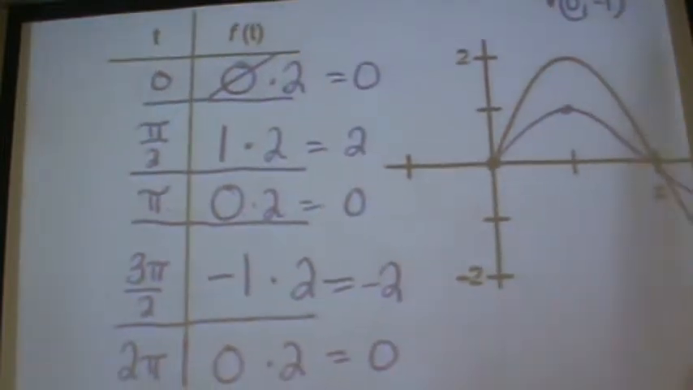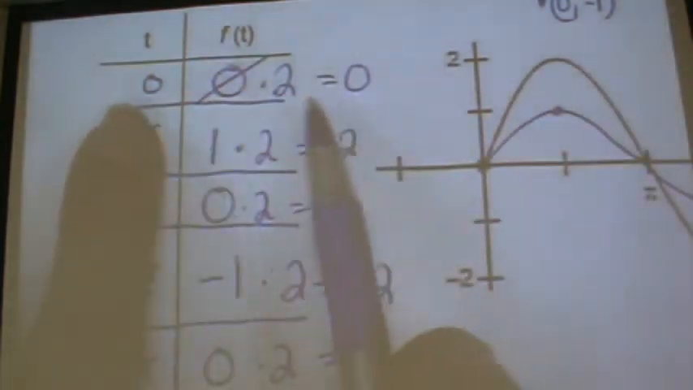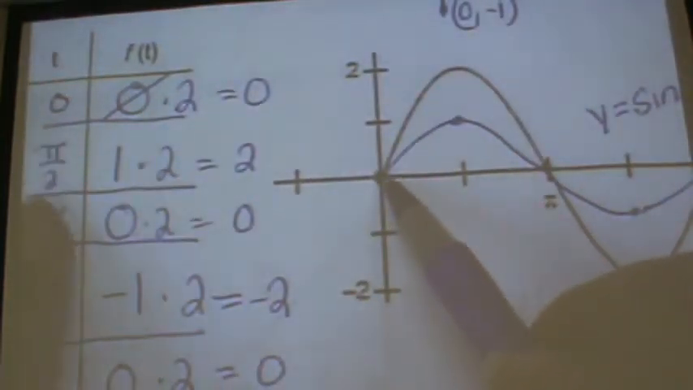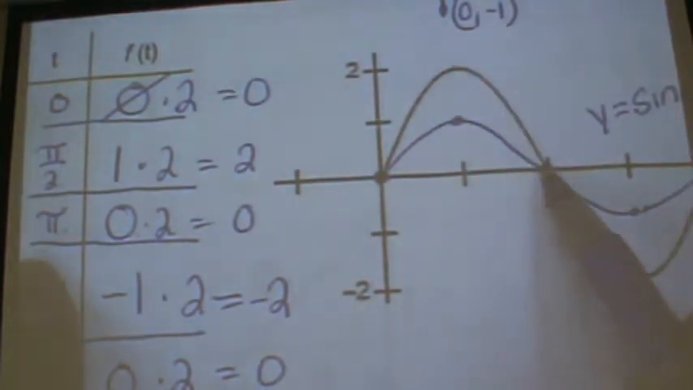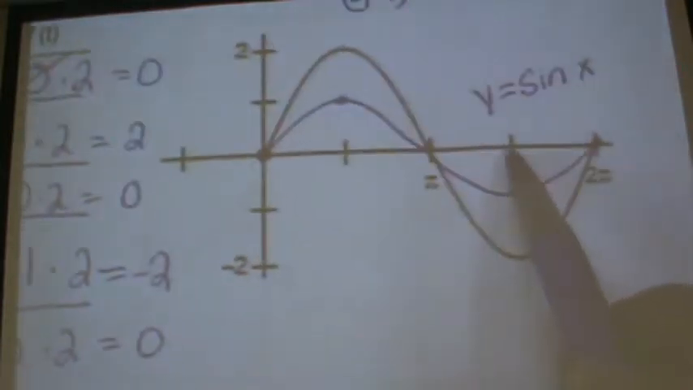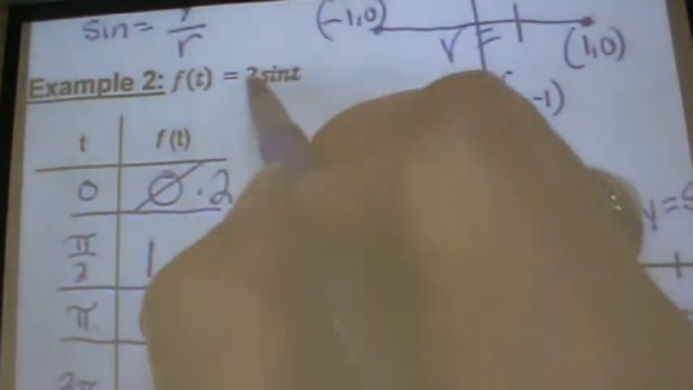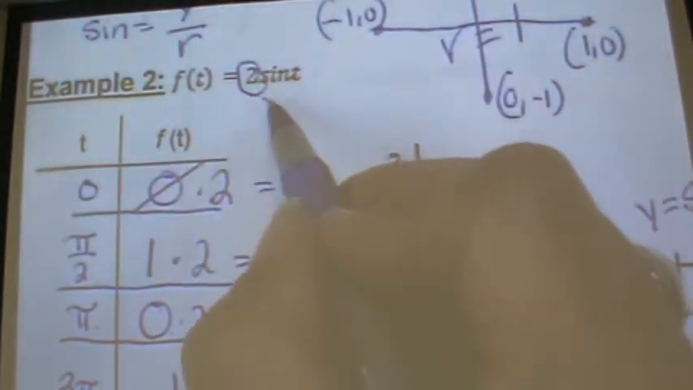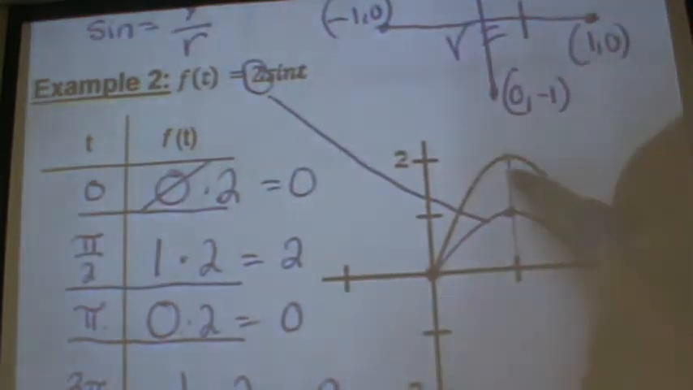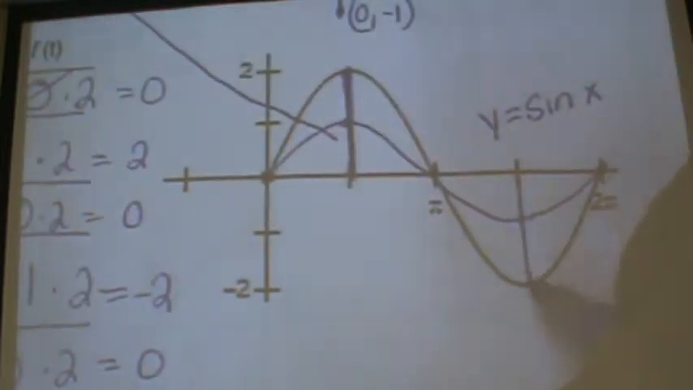So watch, this is the actual answer. 0, 0, which is right here. Pi over 2, 2. Pi 0. 3 pi over 2, -2. And that. Now, what do we call this 2 from here to here? Amplitude. That's called the amplitude. That comes from this right here. So how high off the x-axis are you? You are 2 units above and below.